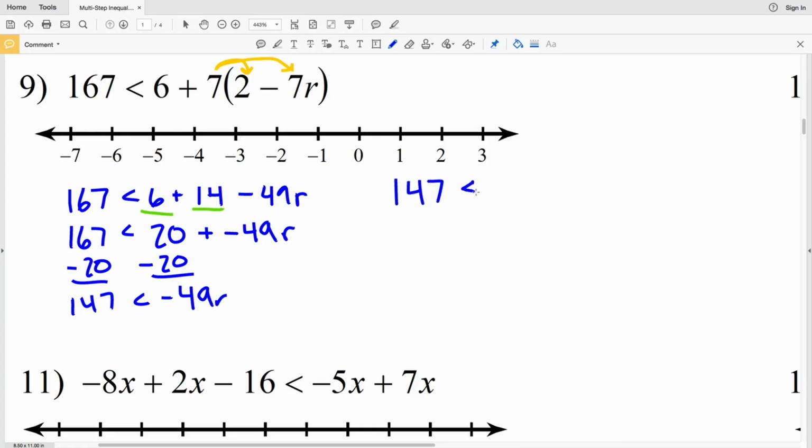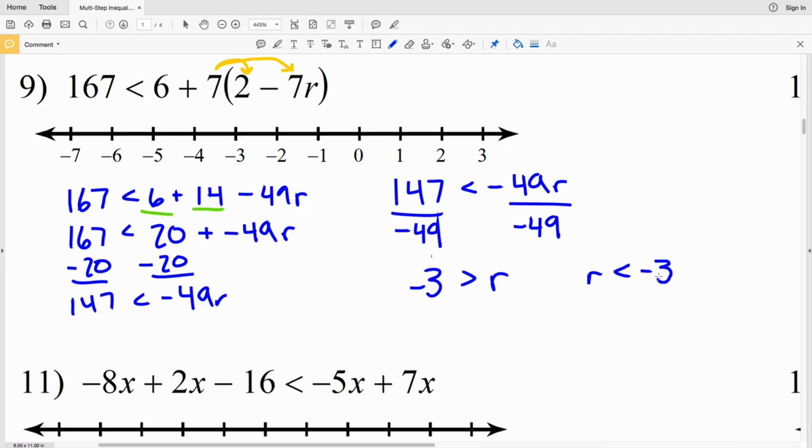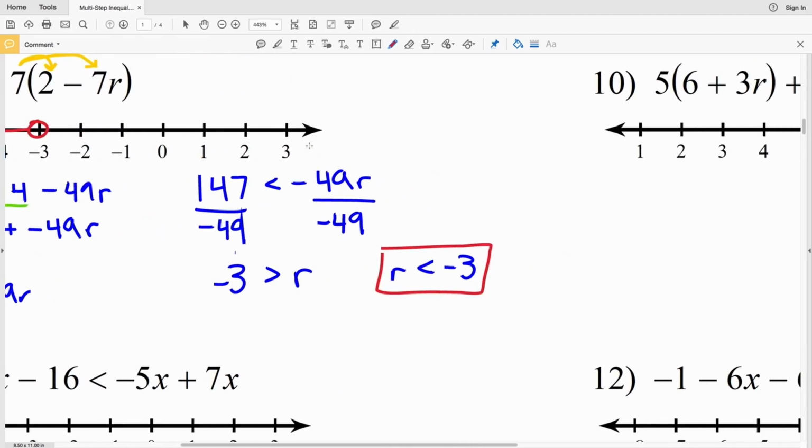Rewriting this, we're going to divide by a negative 49. When we divide by a negative, we have to switch the inequality, and 147 divided by a negative 49 is a negative 3, and that's going to be greater than r. Or we could write this as r is less than negative 3. Circle the negative 3 and shade everything to the left. R is less than negative 3 is the answer for number 9.